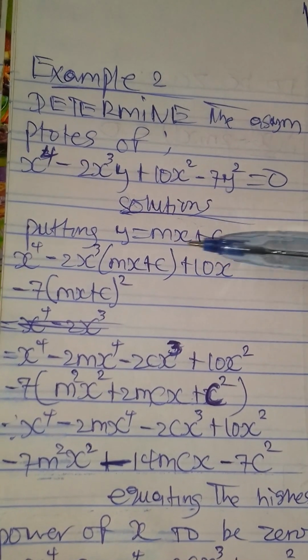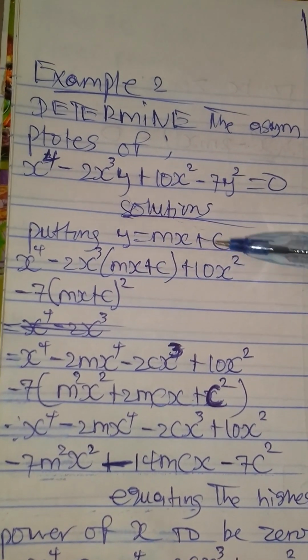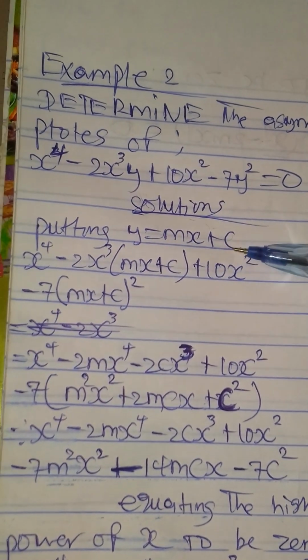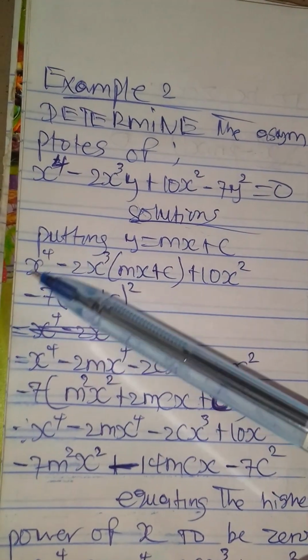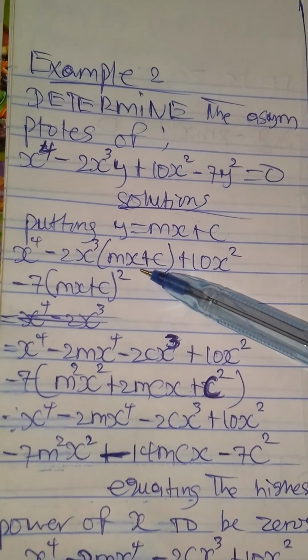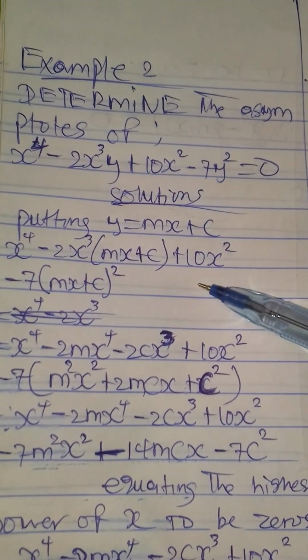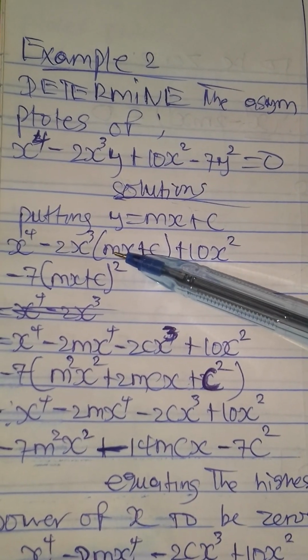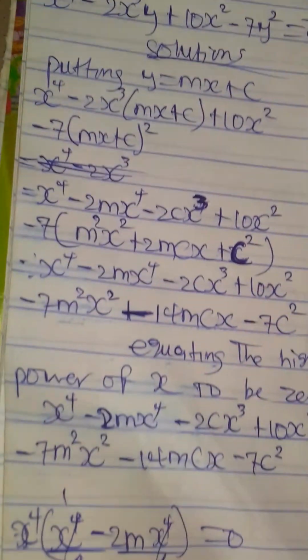Equate y to be mx + c. That means any place you see y here, put mx + c. Now therefore that becomes x^4 - 2x^3(mx + c) + 10x^2 - 7(mx + c)^2.